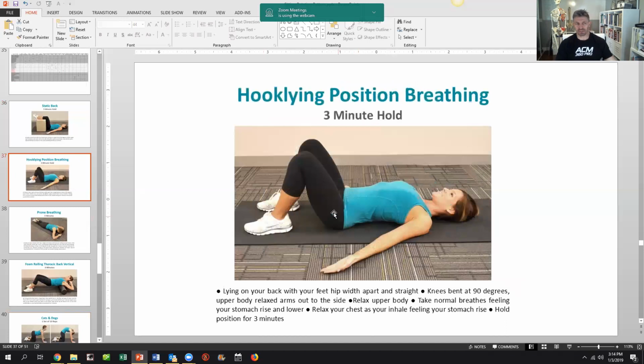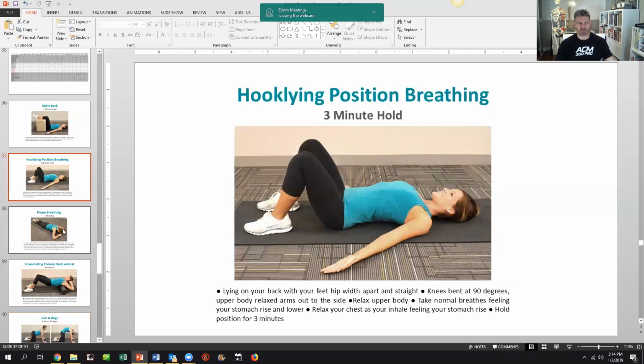I'll change position to hook lying, where I'll just have them get into this position. It's going to obviously change the orientation of their thoracic back. Remember, if someone's kyphotic, laying on their back is an exercise in itself. It's opening or expanding that rib cage without forcing it, and we'll talk about that in a second. Same with this hook lying position.